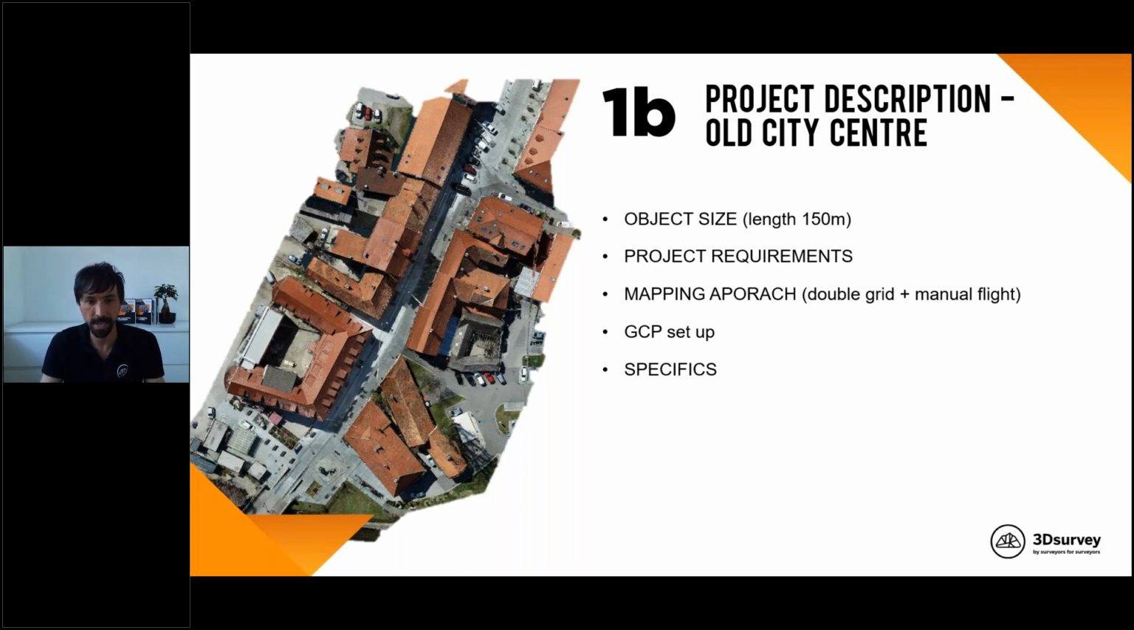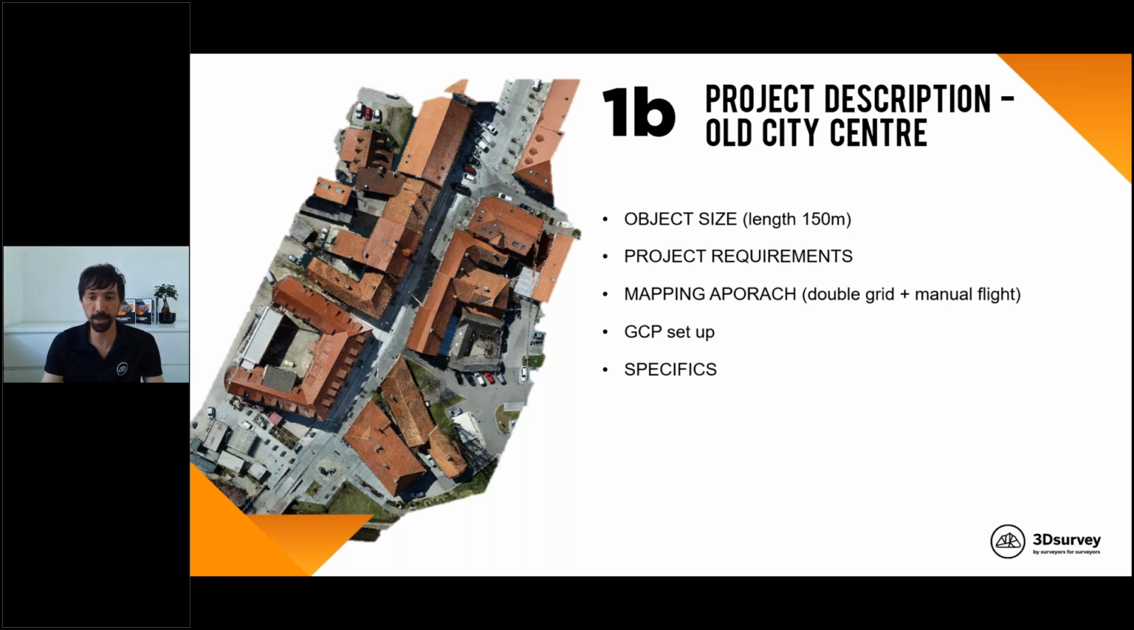Then a fully different example where we need to map 150 meters of road with the building facades. Different approach. In this case, we need to deliver a 3D textured mesh with a video presentation, and the resolution of this model should be around 2 or 3 millimeters. So we need to fly pretty low, close to the facades, and so on.